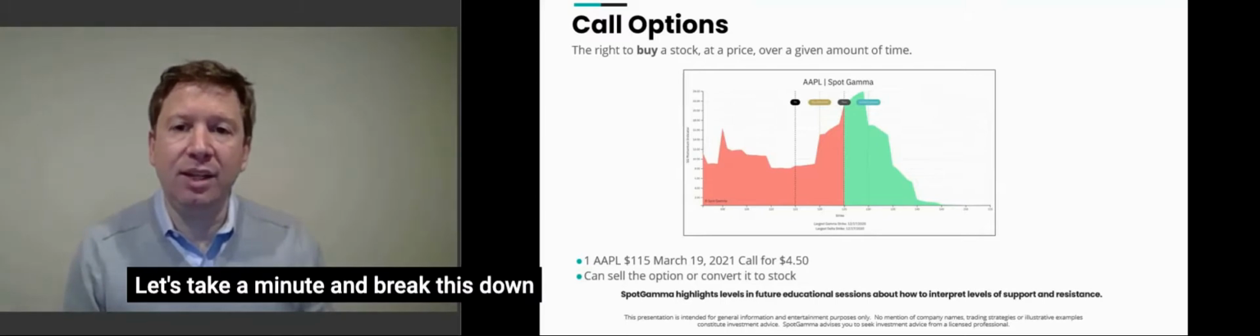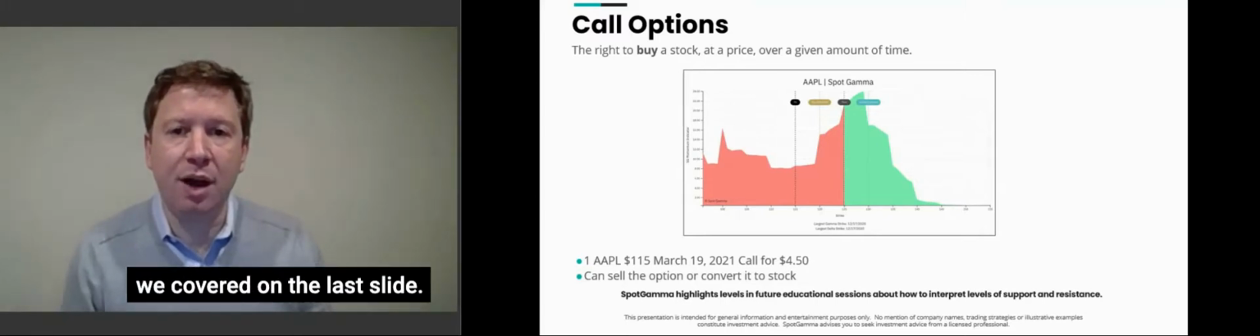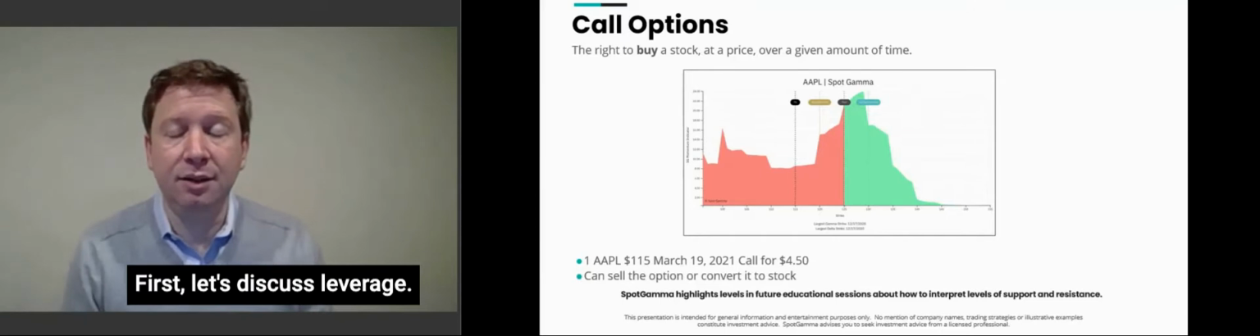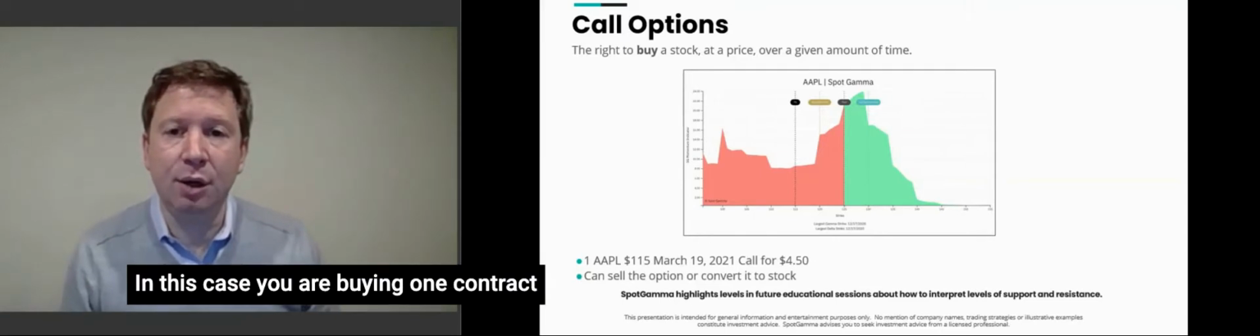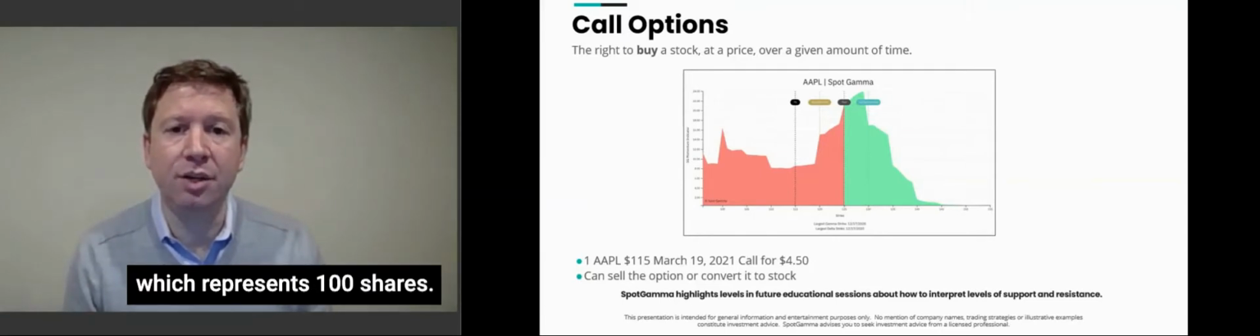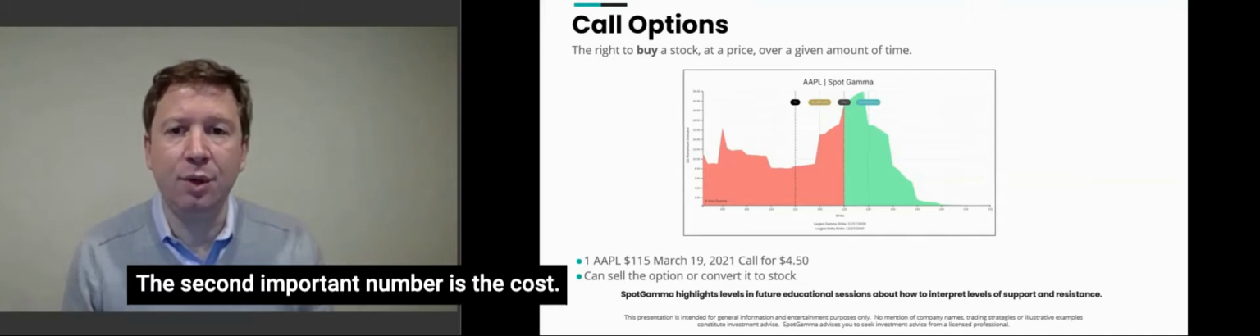Let's take a minute and break this down by going through the 4 categories we covered on the last slide. First, let's discuss leverage. In this case, you are buying one contract which represents 100 shares. The second important number is the cost.